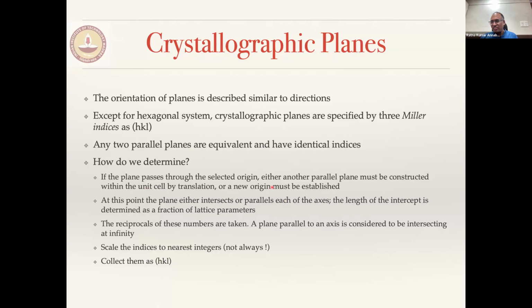If at all a plane is passing through the origin, all that you need to do is change your origin. And then with respect to that origin, you describe the plane, or you choose another parallel plane within the unit cell, which will also have the same indices.